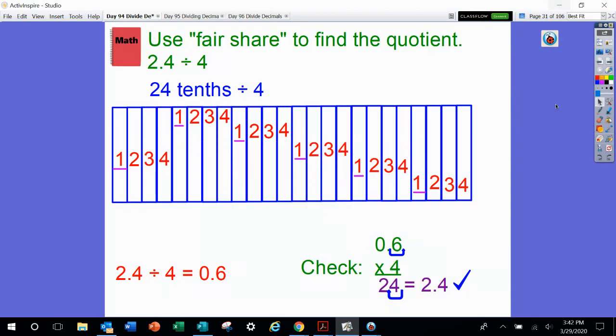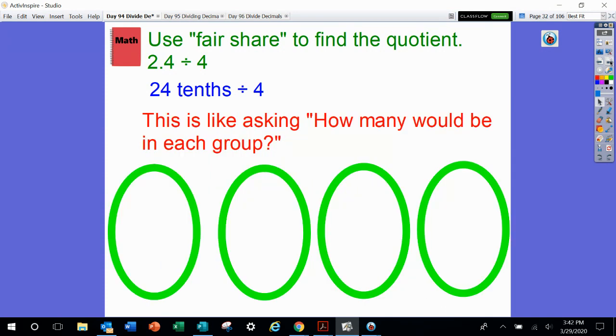Okay, so let's look at a different one. This does not need to go into your notes, but it's just a different way of looking at it. If I have 24 tenths divided by 4, here's my 1, 2, 3, 4 groups. I'm asking how many would be in each group, just like I was before, but this time we're just going to pass it out.